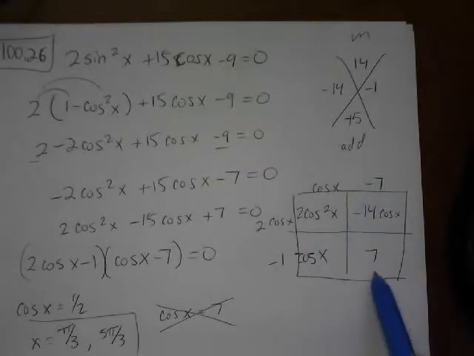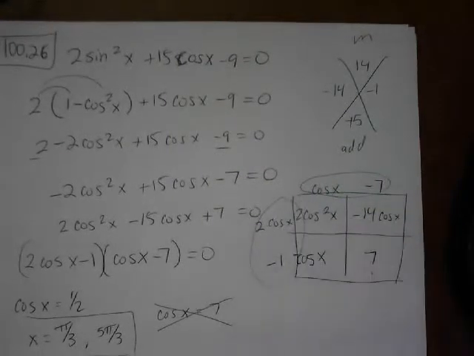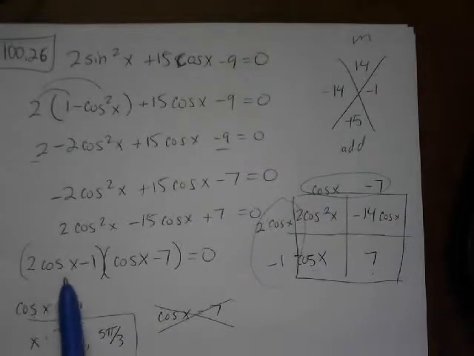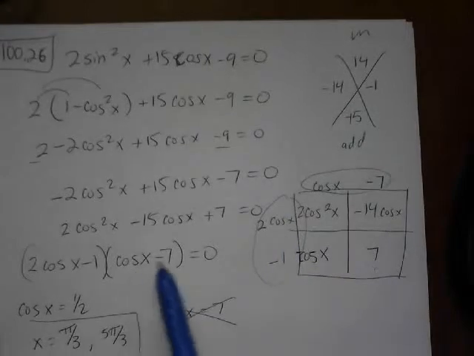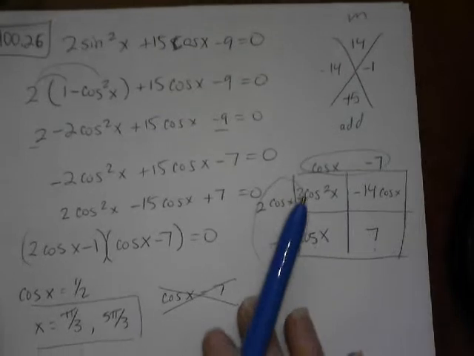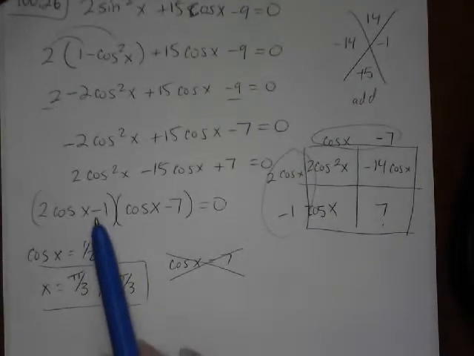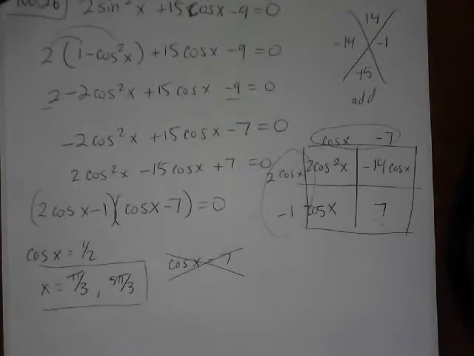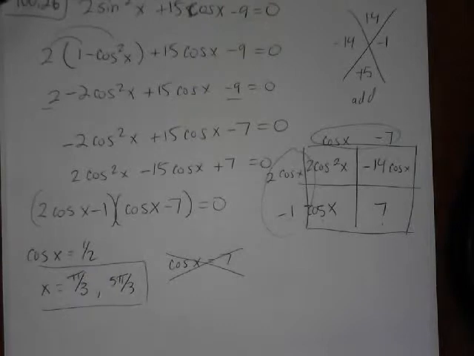And then this one times this one makes that. So what do I do with that? These are the two factors I'm looking for: 2 cosine x minus 1 came from over here, and cosine x minus 7 came from over here. Set them equal to 0. If I set the first equal to 0, I add 1 on both sides and then divide by 2. That gives me a half. Where is cosine x a half?